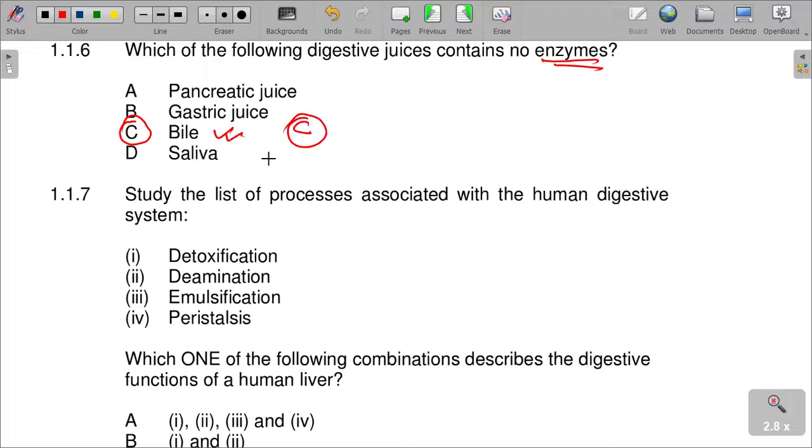Bile does not contain enzymes. Number 6, it is C. Bile is the digestive juice which does not contain enzymes.